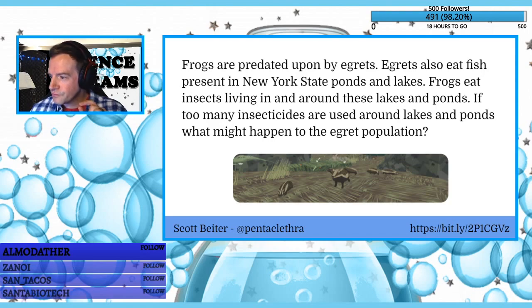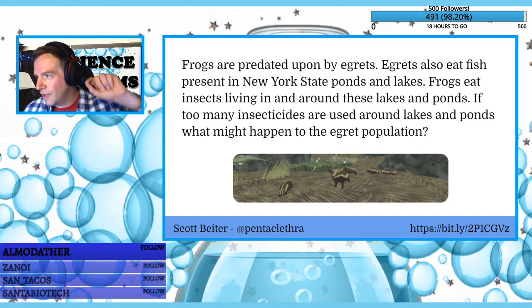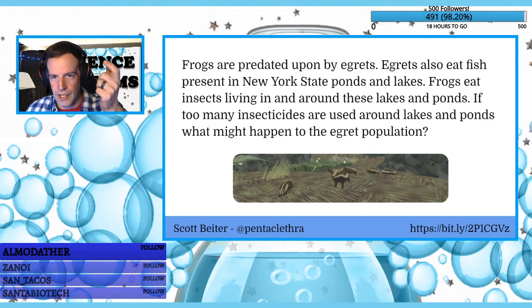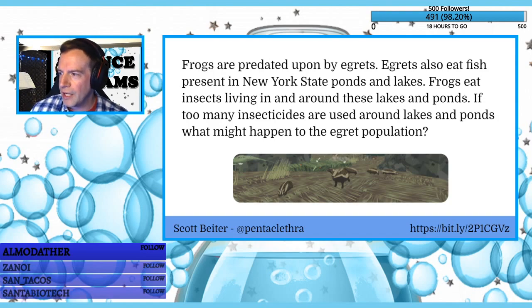So they have to be able to picture an egret, whatever that is, or a frog. They know what frogs are usually. Frogs are predated upon by egrets. Egrets also eat fish present in New York State ponds and lakes. Frogs eat insects living in and around these lakes and ponds. If too many insecticides are used around lakes and ponds, what might happen to the egret population? So this is where we need to get them.